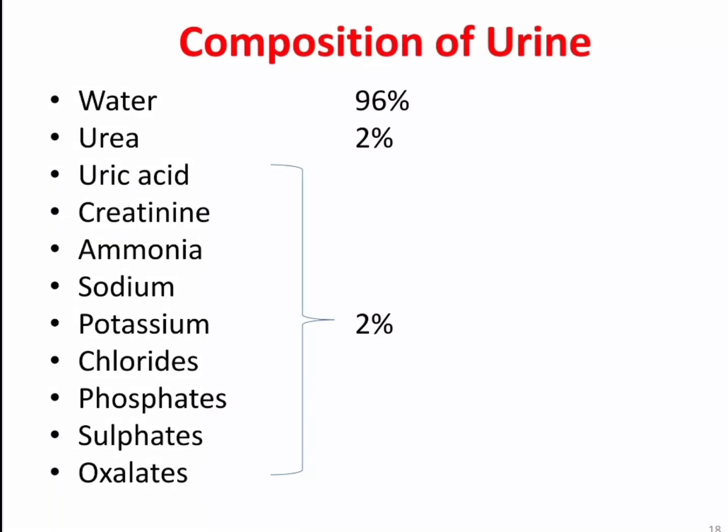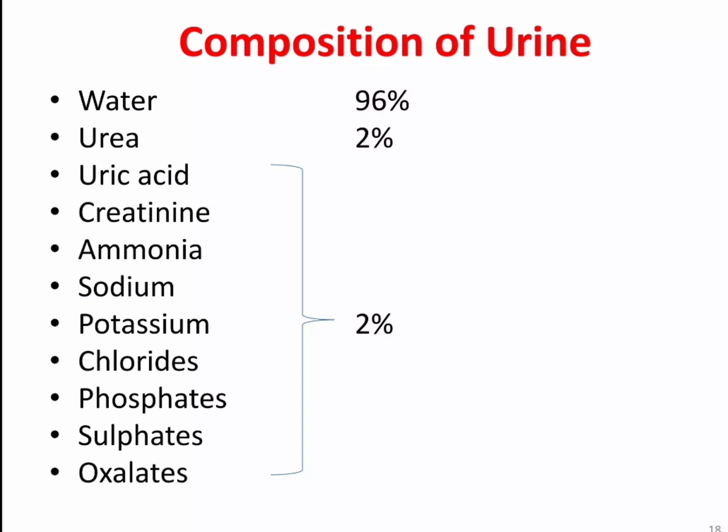Next is the composition of urine. In the urine, water is present at 96%, and urea at 2%. Uric acid, creatinine, ammonia, sodium, potassium, chlorides, phosphates, sulfates, and oxalates together are also present in about 2% of urine. Water is in the highest concentration, 96%.